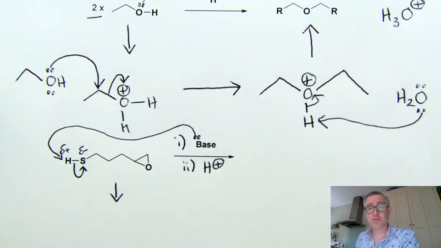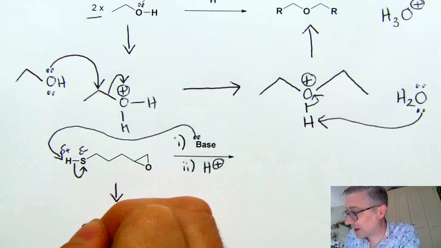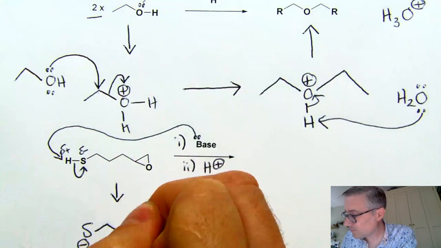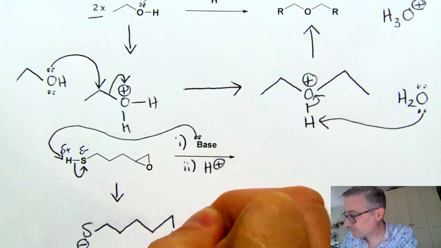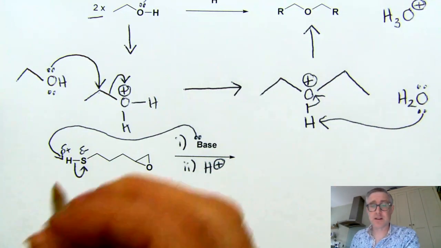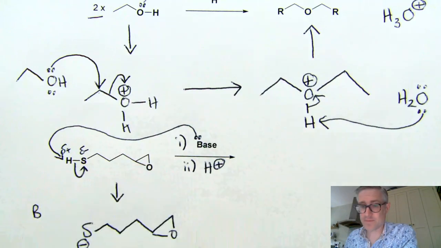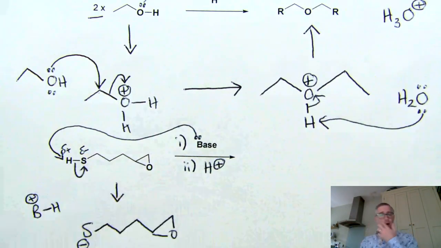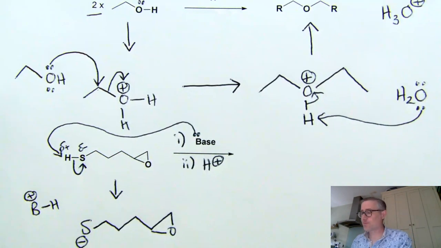Let's draw the product of that process. We have an S minus. And I'm keeping the rest of the molecule exactly the same. The base has just now picked up a proton and got positive charge on it.